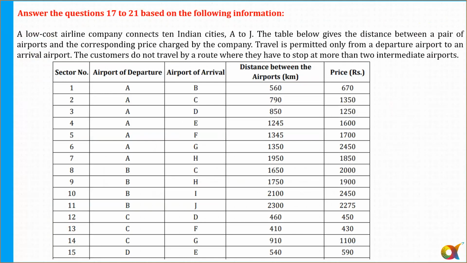Now, this is the most difficult set in this entire paper. A set of 5 questions. So some of you might start trying, but it is actually lengthy. It says a low-cost airline company connects 10 cities A to J. The table below gives the distance between a pair of airports and the corresponding price charged by the company. Travel is permitted only from a departure airport to arrival. So basically there are 30 sectors, 30 flights are given.